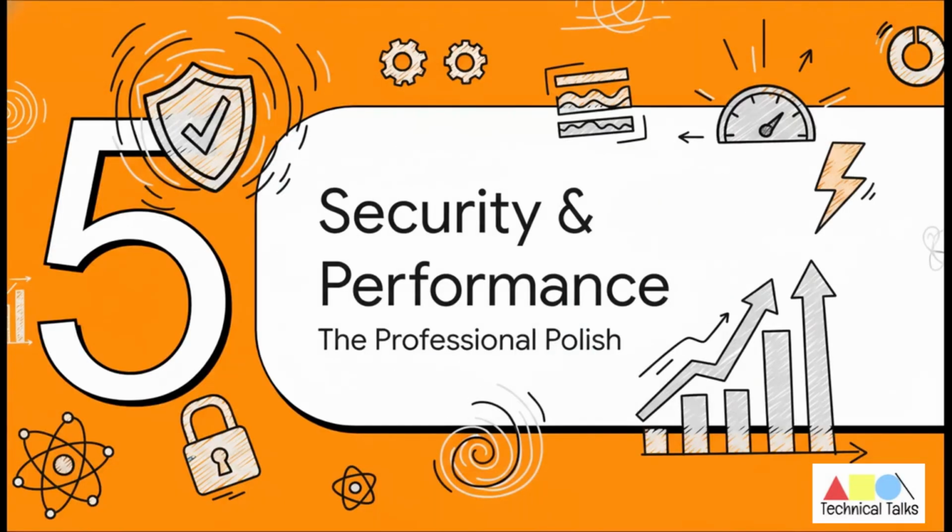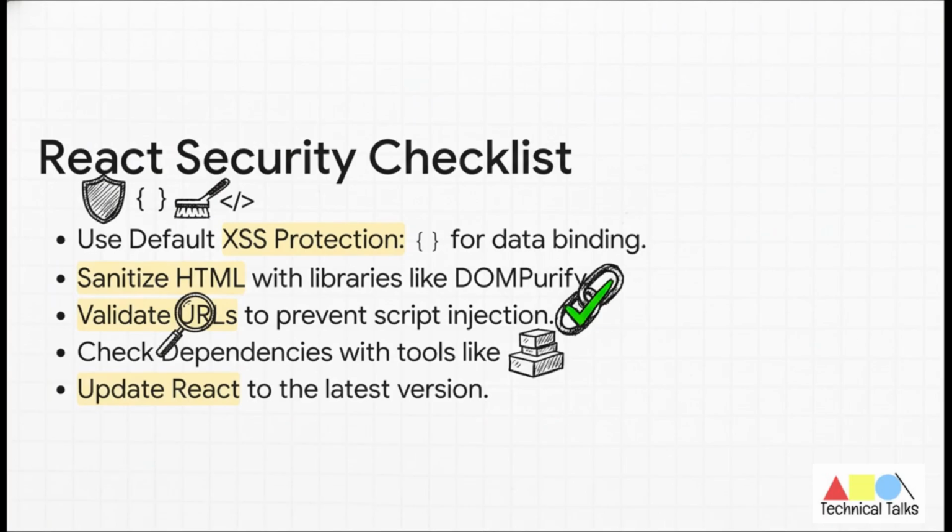All right, we've covered a ton of ground, from the guts of React all the way up to architecture. To finish things off, let's do a quick lightning round on two things that truly mark a professional developer: security and performance. This is the polish. When it comes to security, these are absolute non-negotiables.